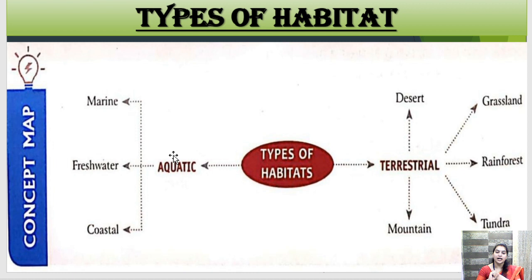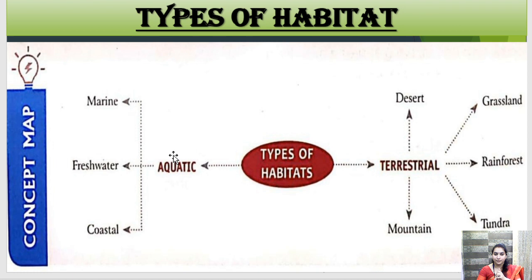What about terrestrial habitat? Terrestrial habitat basically includes the land area. And in land area also we have different types, like desert, where there is sand. When you go to Rajasthan, you see the desert. So, desert is one habitat. Then, if you go to a very polar region, where snow falls, where there is only ice and icebergs, that is the polar region, which is called tundra. That is one habitat.